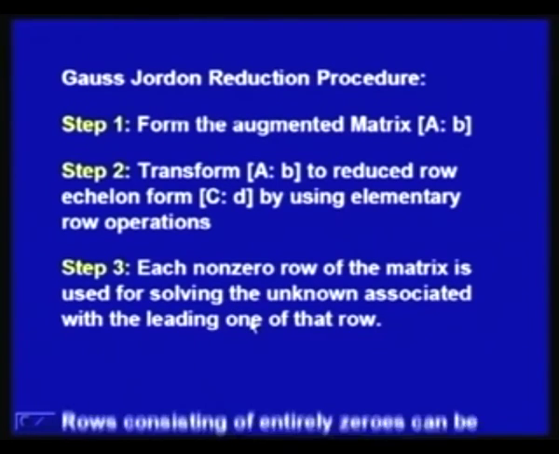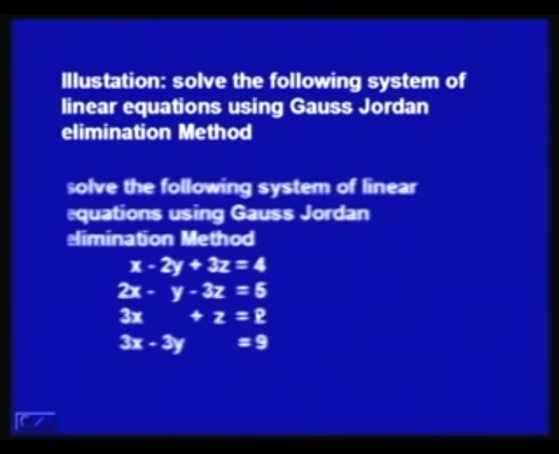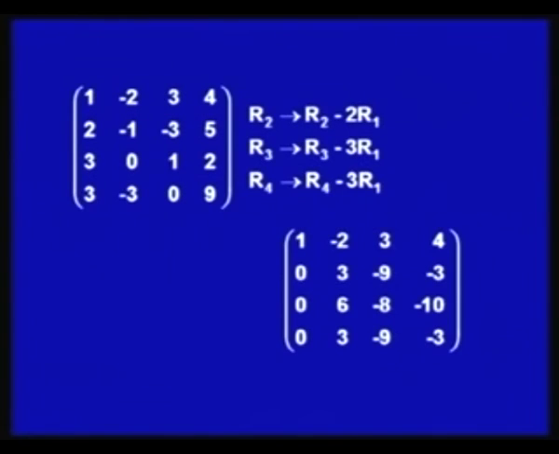Let us see how we apply this. We apply this for the system of equations. So, the first step is to write the augmented matrix. Since the equations are 4 in number in 3 unknowns x, y and z, we will be getting a 4 by 4 matrix. This is the coefficient matrix and this is the right hand side.